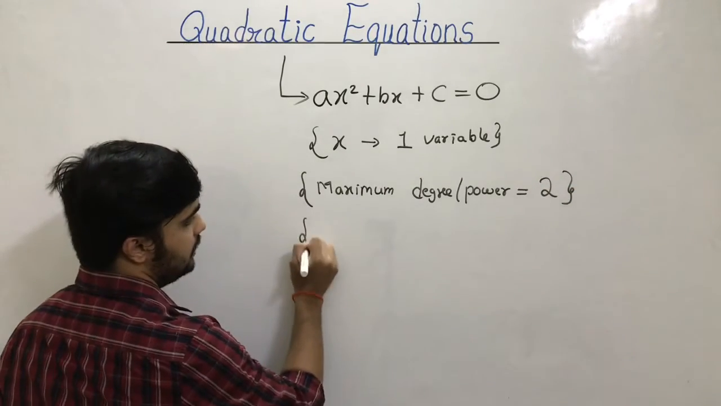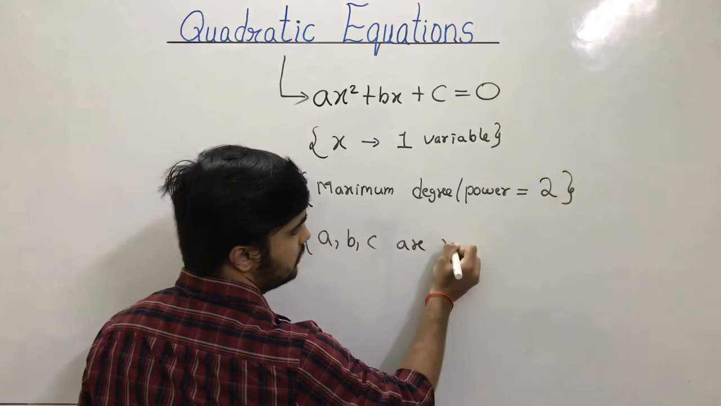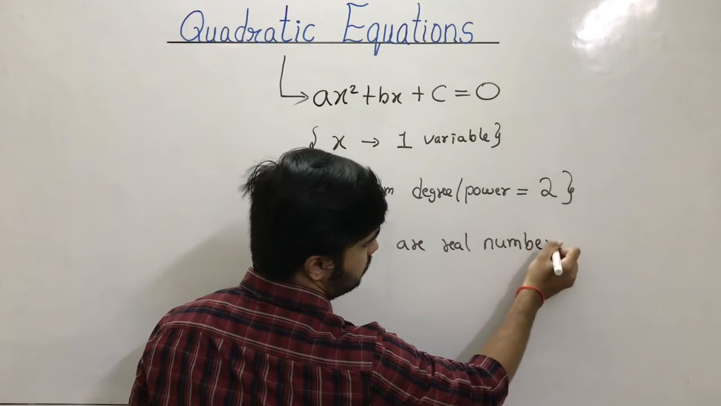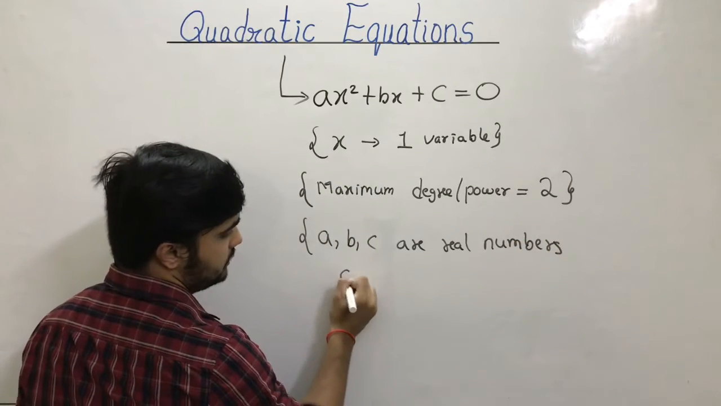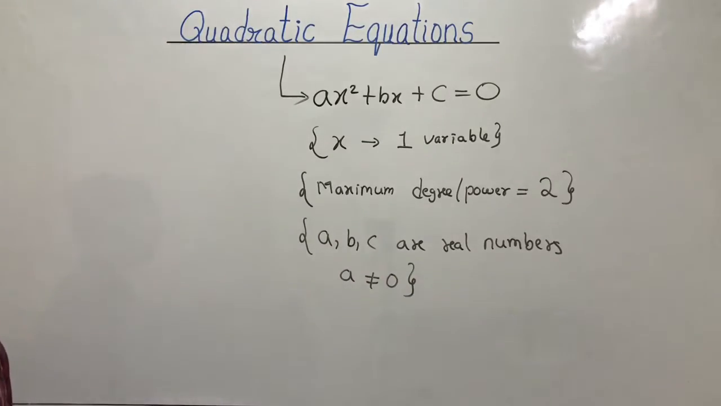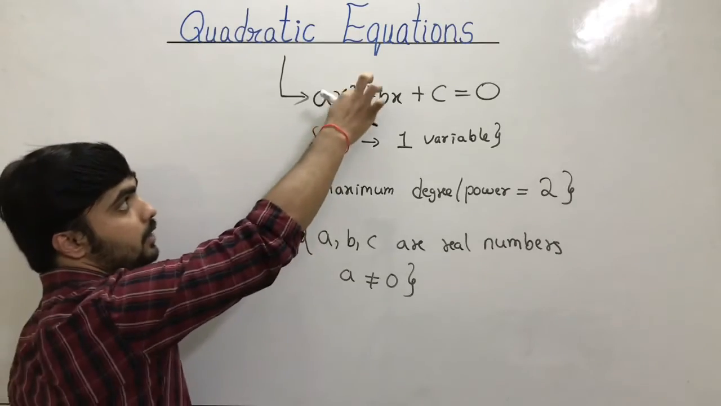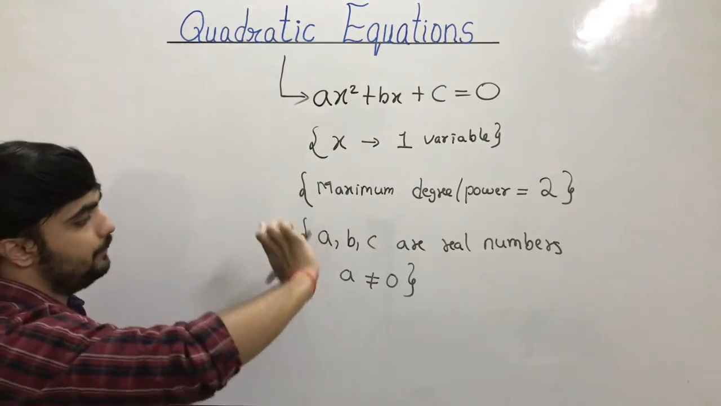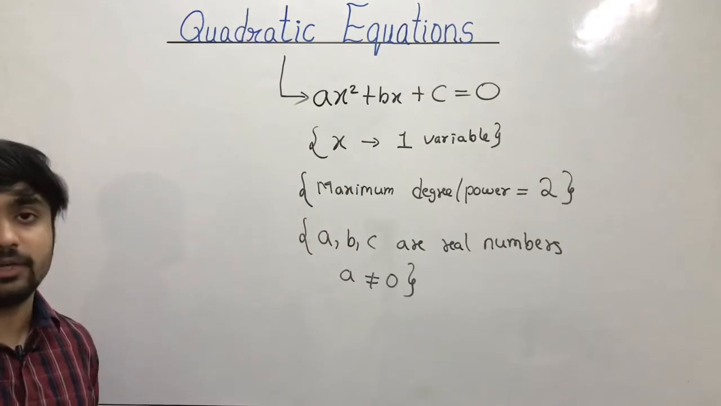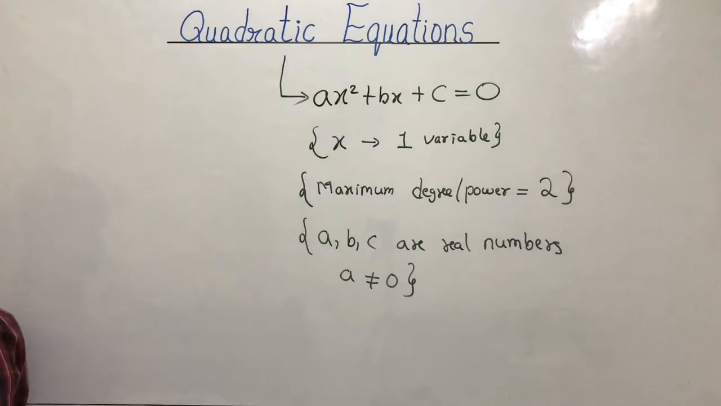Similarly, a, b, c are real numbers and the condition is that a is not equal to 0 in this case. So only one variable, that is x, maximum power 2, and a, b, c are real numbers in which a is not equal to 0. So this is the general form of a quadratic equation.